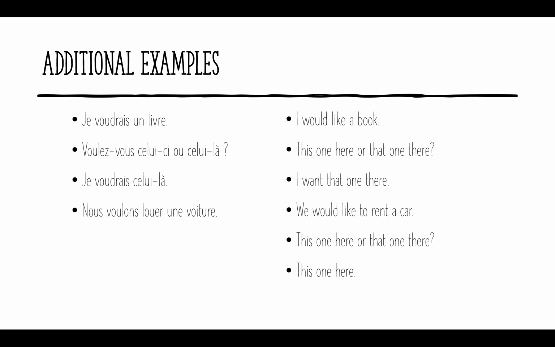Nous voulons louer une voiture. We would like to rent a car. Voulez-vous celle-ci ou celle-là? If you ever go to the rental places, they're always upgrading you because they have plenty of cars and they're trying to be nice. And so they stand next to the one you actually rented and then they point to a different one and say, oh, do you want this one or do you want that one? Nous voulons celle-ci. We want this one here. That other one we don't want. Okay, so very simple way of using celui or celle.